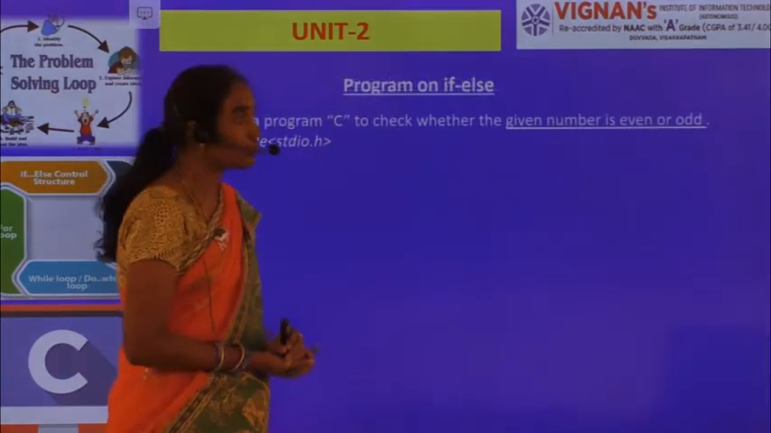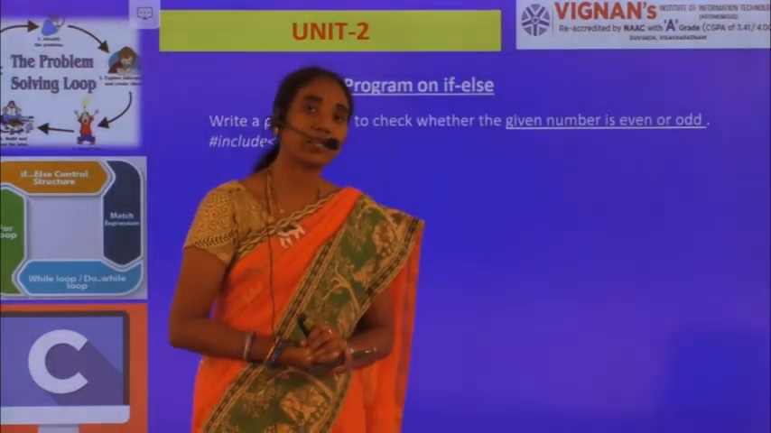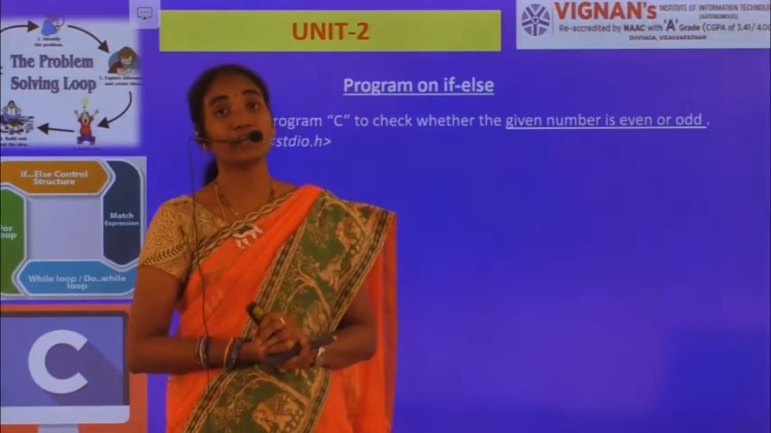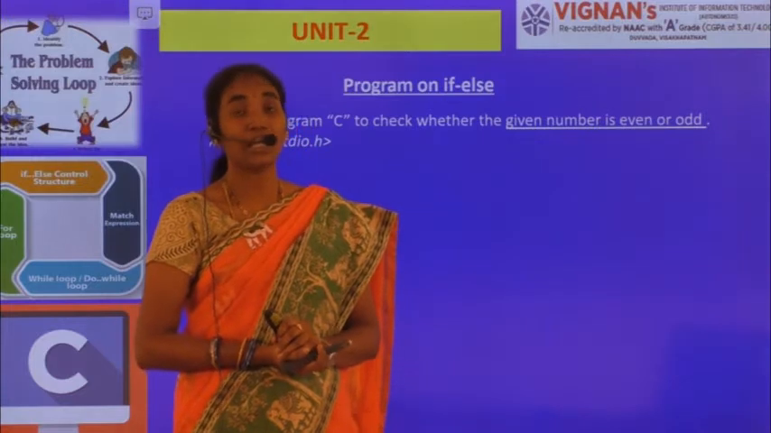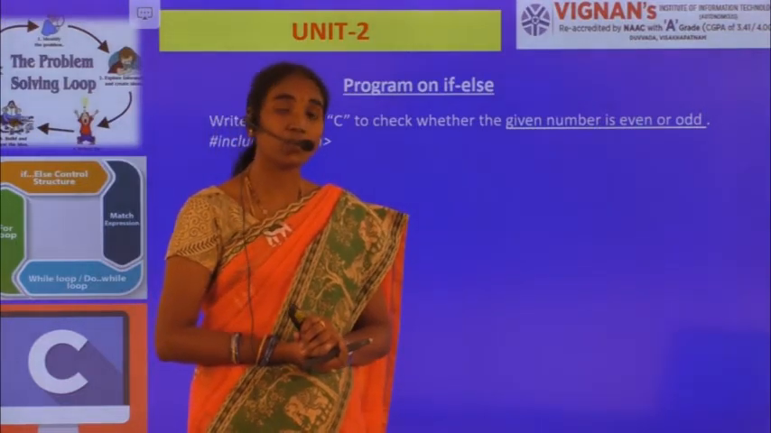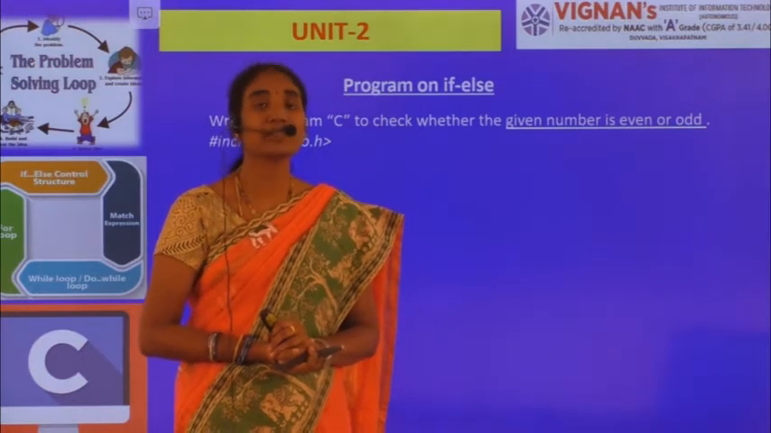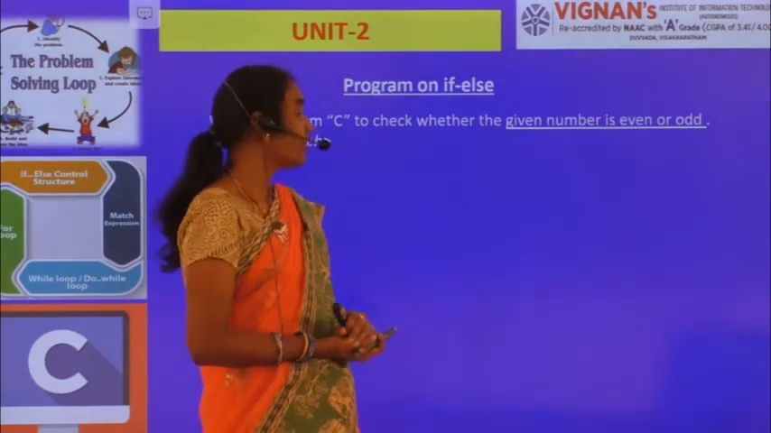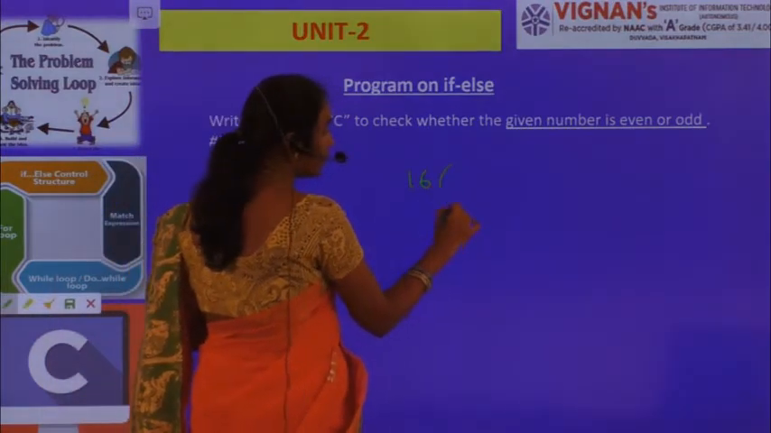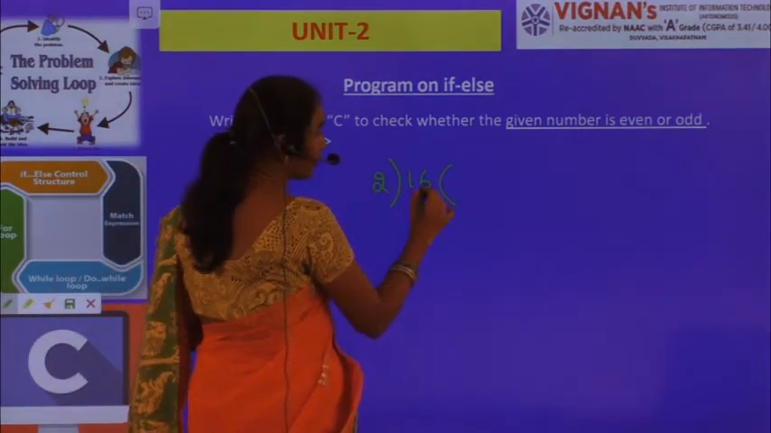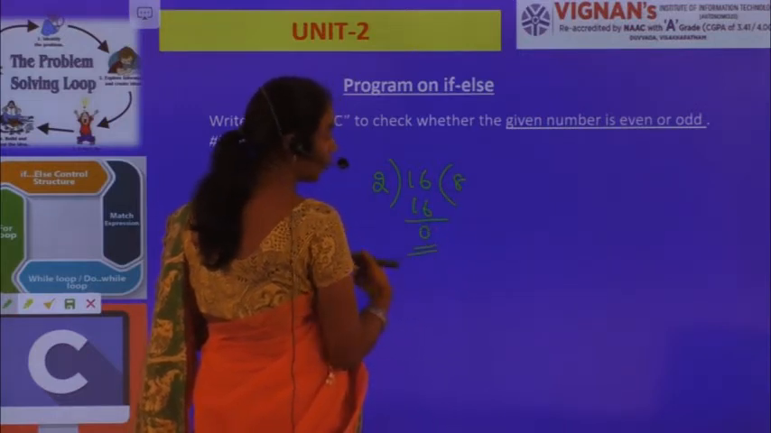Write a C program to check whether the given number is even or odd. So how can I check whether the given number is even or odd? If the remainder is 0, I can say that the given number is even. If the remainder is not equal to 0 when I divide by 2, then I can say that the given number is an odd number, right? For example, let us take 16. When I am dividing with 2, 2 eights are 16 and the remainder is 0, right?